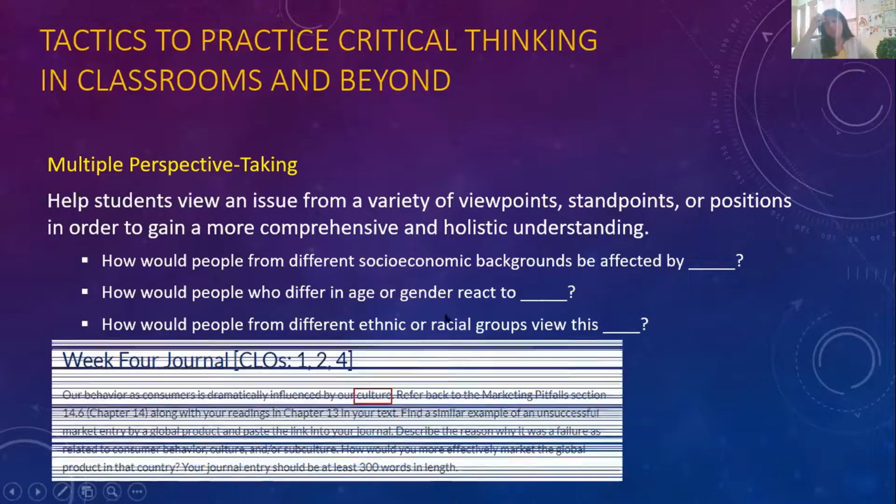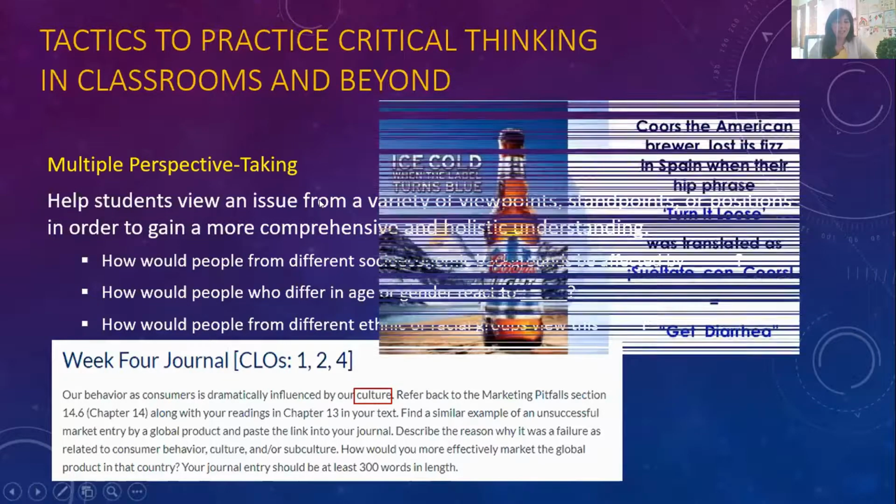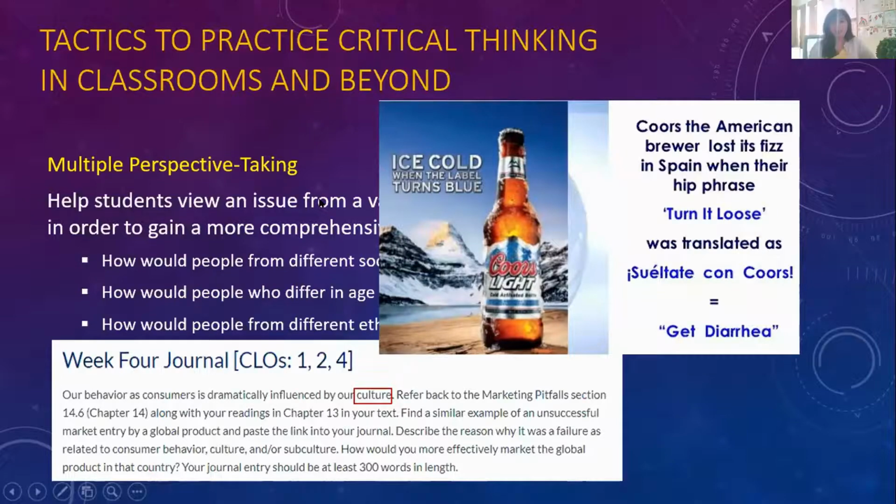In this journal assignment, we ask our students to take a look at marketing pitfalls and see how even marketing experts or big brand names can harm themselves and the brands that they're working for by not considering multiple perspectives of global issues, language, cultural or social norms when they go to a new market. If you click, you see an example of Coors beer, which is an American beer, but when they translated their famous motto of "turn it loose" to Spanish, it was translated as "get diarrhea," which didn't count as a Spanish idiom or anything meaningful there.